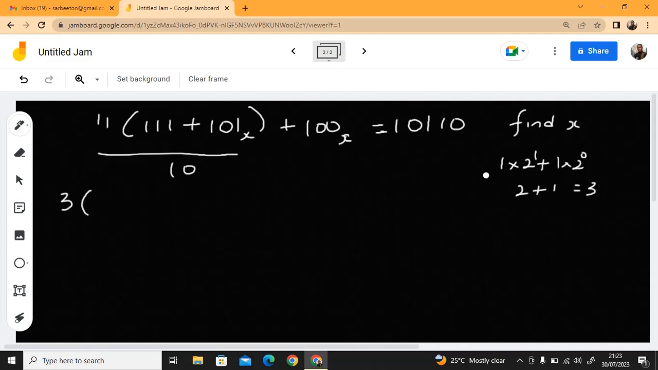Now 1, 1, 1, it should give us 7. So 1 times 2² plus 1 times 2¹ plus 1 times 2⁰. So this is 0, this is 1, this is 2. This is 1 times 4, which is 4. 1 times 2 is 2. 1 times 1 is 1. This is 7. You can refer to the one we did earlier. So this will be 7.